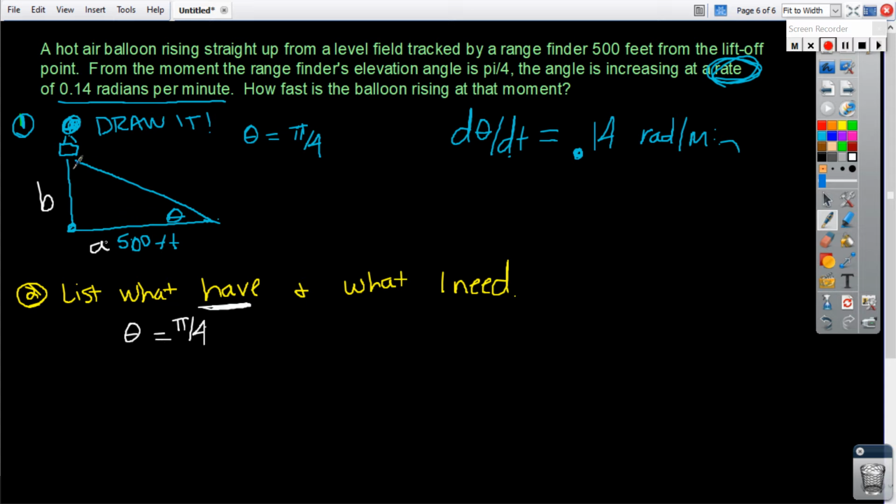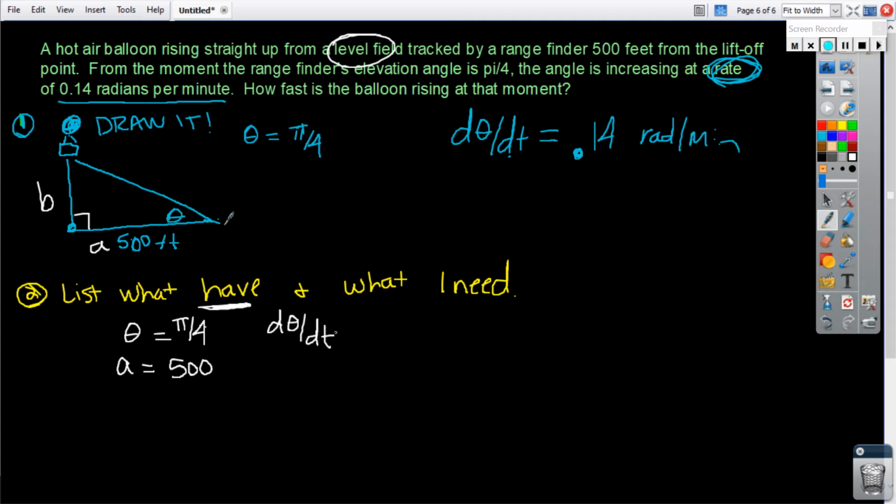I know that A is 500. And again, this is going to be a right triangle because I'm taking off from a flat, level field. So straight off, the ground we're going to assume is making a 90-degree angle here. So I have theta and I have A, and from the problem I also have d theta dt.